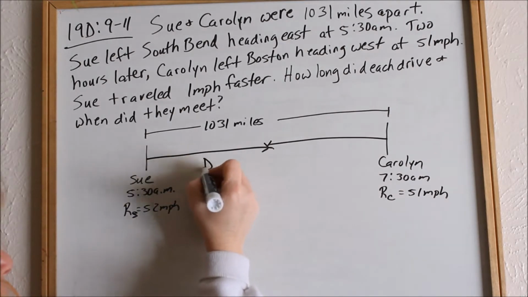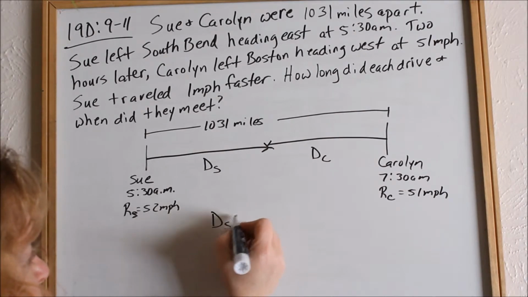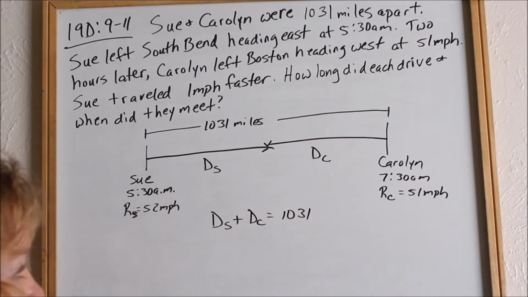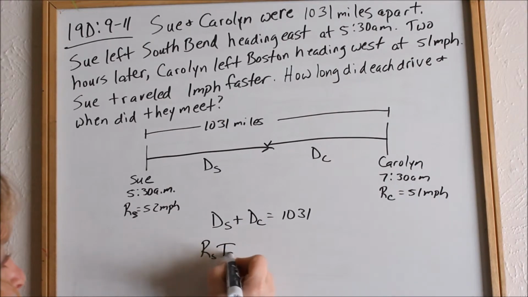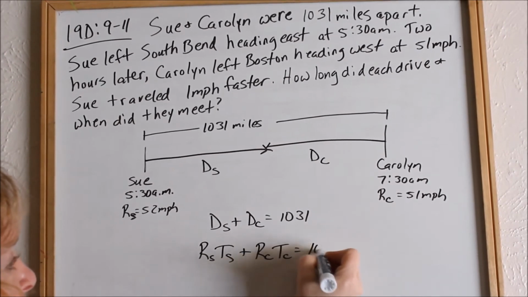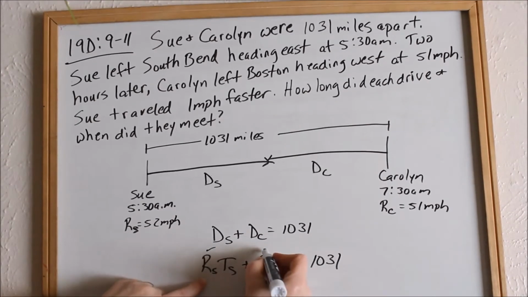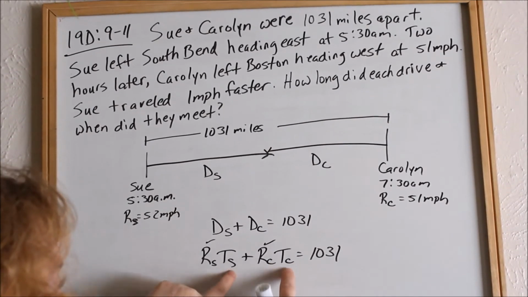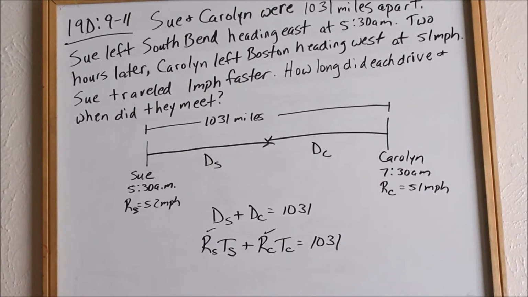So here we have the distance of Sue and the distance of Carolyn. So we can make the statement that Sue's distance plus Carolyn's distance is 1,031 miles. We can replace Sue's distance with rate times time, and then we can replace Carolyn's distance with rate times time. From the information in the problem, we know Sue's rate, we know Carolyn's rate. We don't know their times, but we do know when they left. So since we have two unknowns, we have to have two equations.